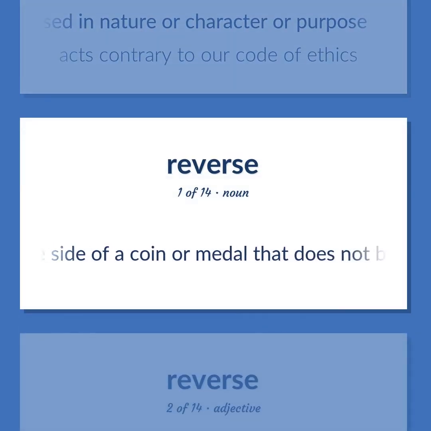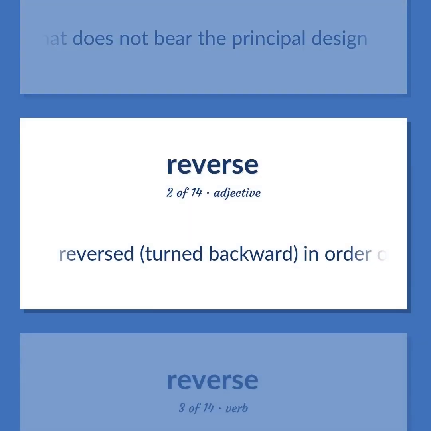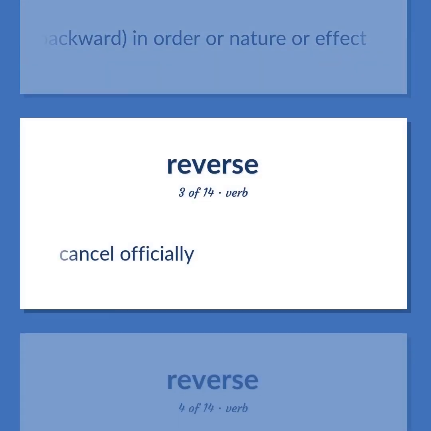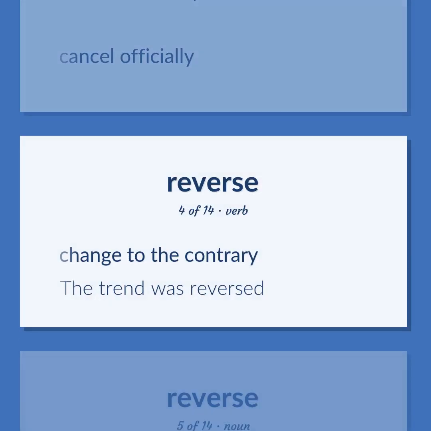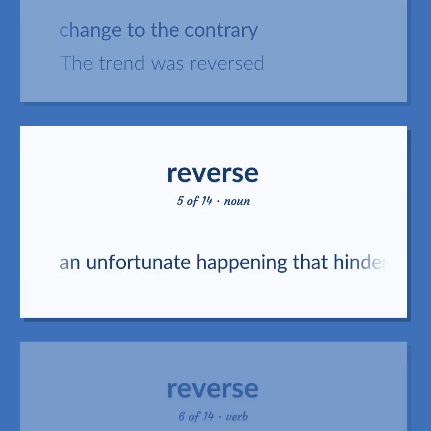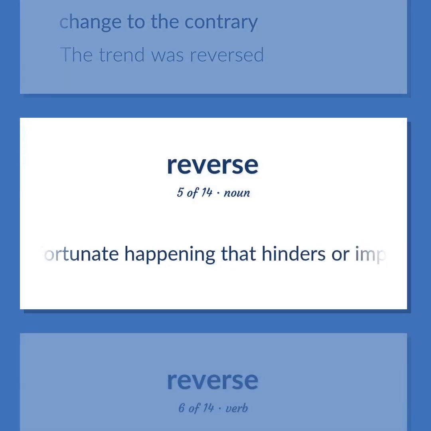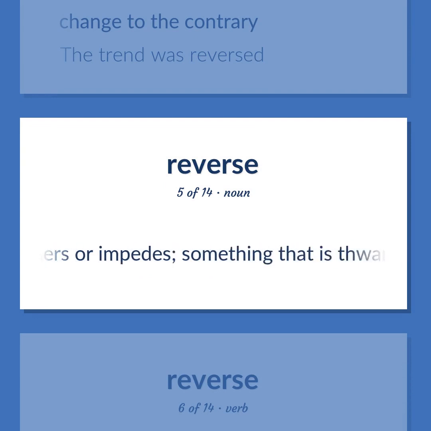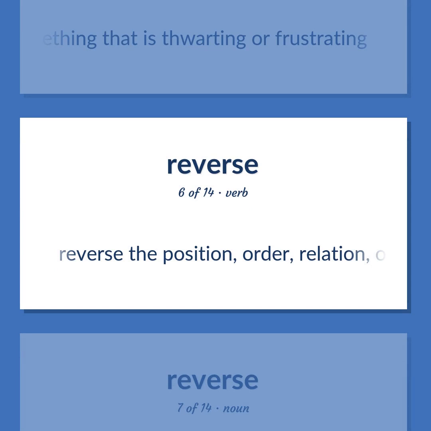The side of a coin or metal that does not bear the principal design. Reversed, turned backward, in order or nature or effect. Cancel officially. Change to the contrary. The trend was reversed. An unfortunate happening that hinders or impedes, something that is thwarting or frustrating. Reverse the position, order, relation, or condition of.